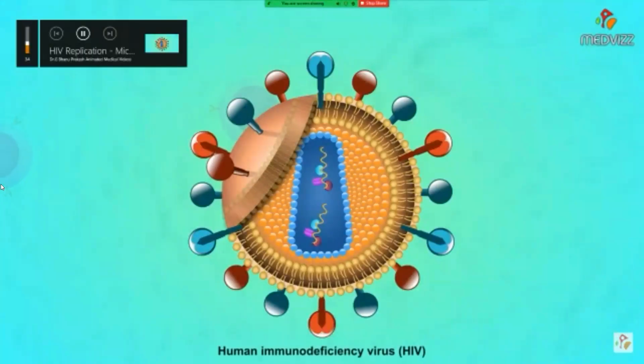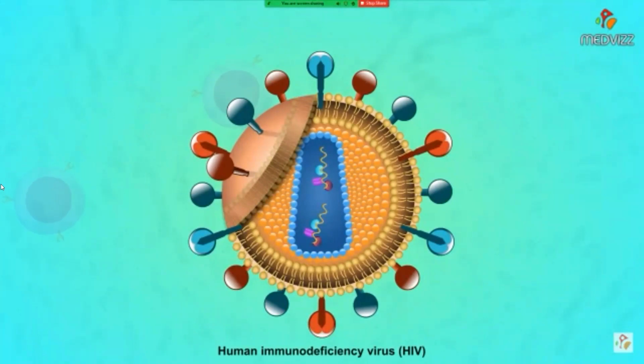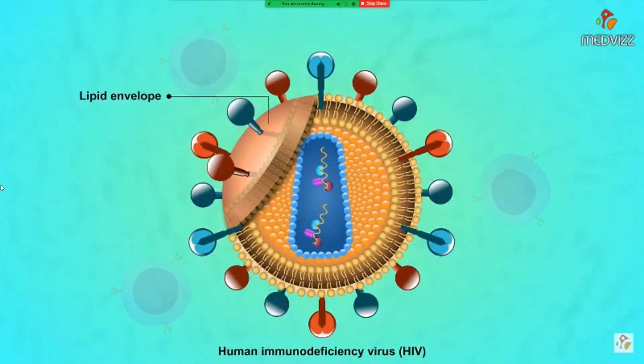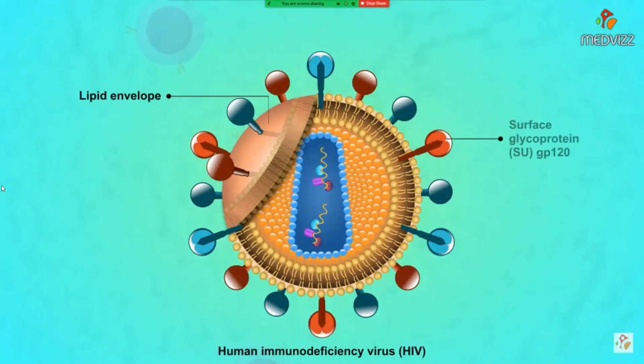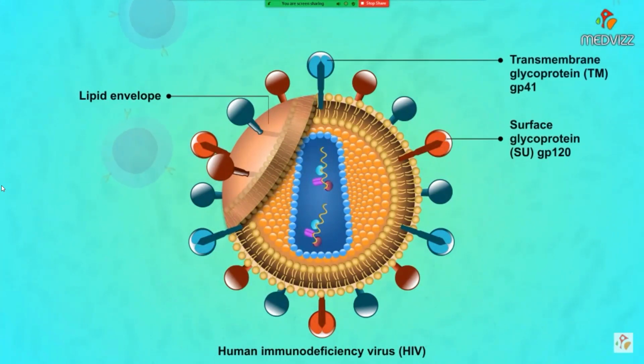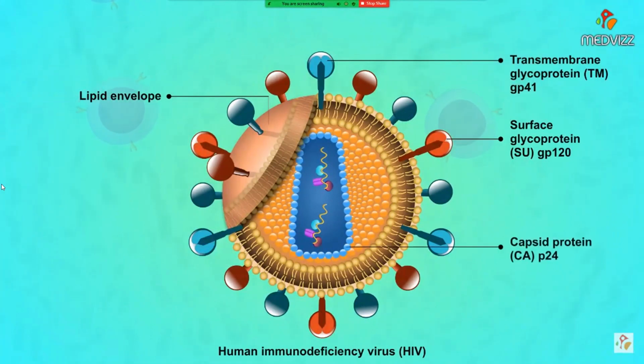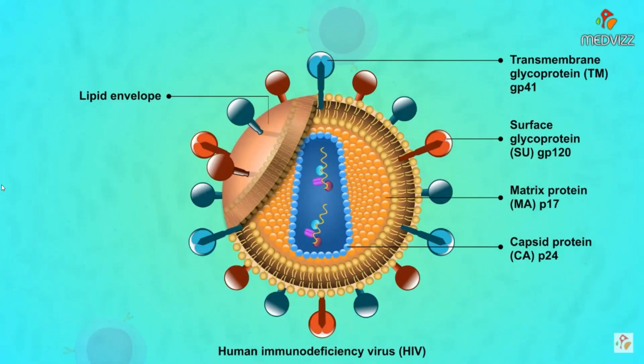AIDS is caused by the human immunodeficiency virus, HIV. This is an enveloped virus. The envelope is derived from the host cell membrane with viral glycoproteins such as GP120 and GP41 inserted into the membrane as the virus leaves the cell. The core is composed of P24 capsid protein, and the P17 matrix protein helps maintain viral structure.